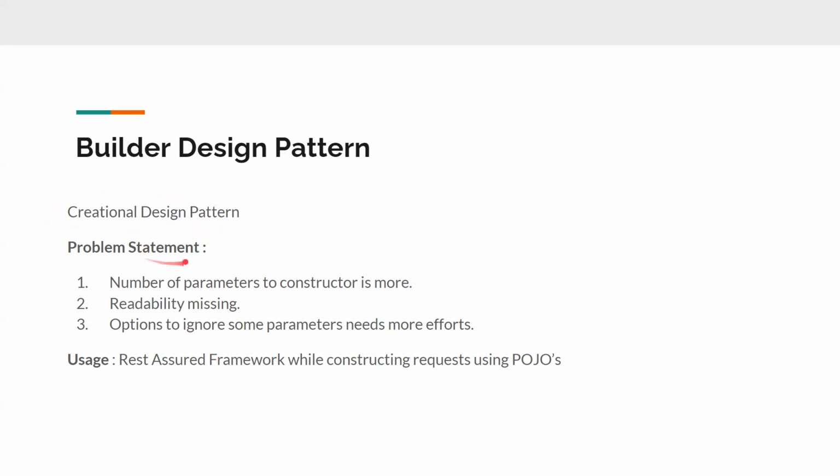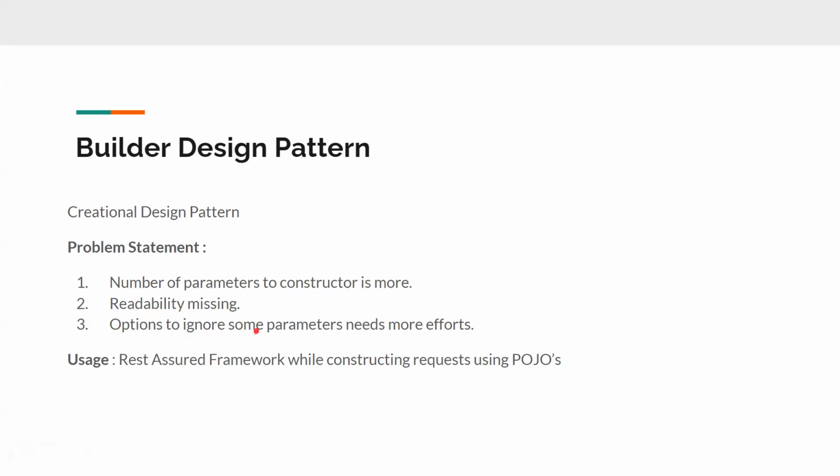The problem statement that we are trying to solve is that the number of parameters to your constructor is large. Suppose you are creating a POJO for your test automation Rest Assured framework. While doing that, you are passing more and more parameters to the constructor. I have seen people passing 10 parameters to the constructor or more than that. So that is really wrong, right? The readability is missing, and we'll also see what other issues we face.